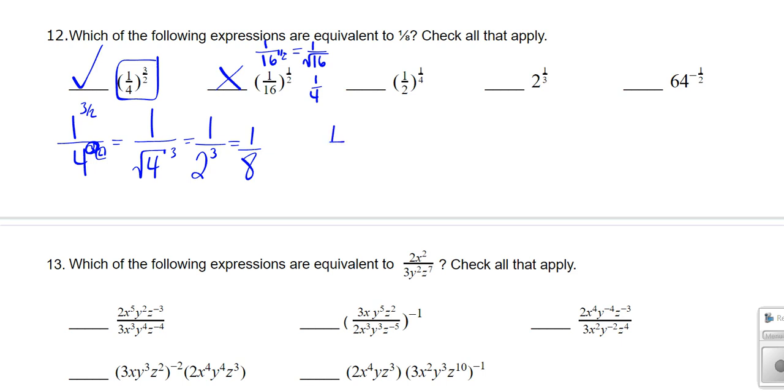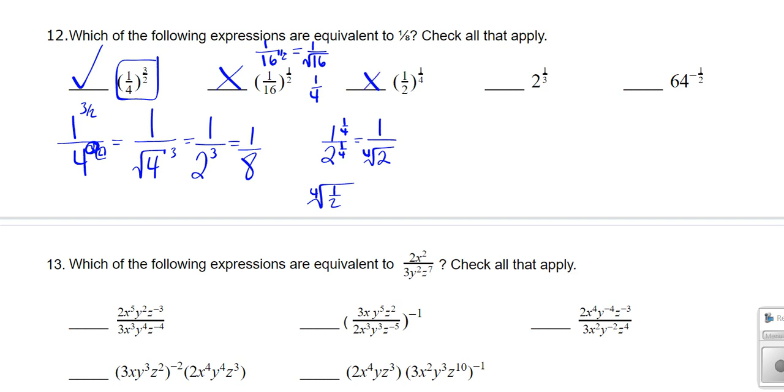Next one, 1/2 to the 1/4. Okay, so both the numerator and the denominator are being raised to the 1/4. Everything. There are a couple ways to think about it, but that's 1 over the 4th root of 2. Well, the 4th root of 2 is not 8. Another way to look at it would be that it's the 4th root of 1/2. Either way you slice it, that's not going to be 1/8.